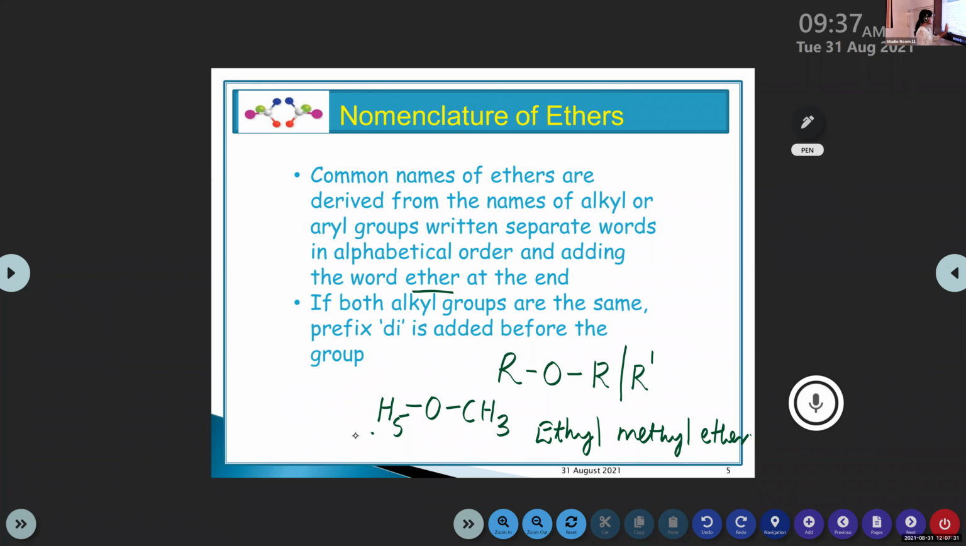Okay, then we can do one more example. CH3O CH3. What about its name? Both the alkyl groups are the same. So, yes, dimethyl ether. That's about the common name. Dimethyl ether.